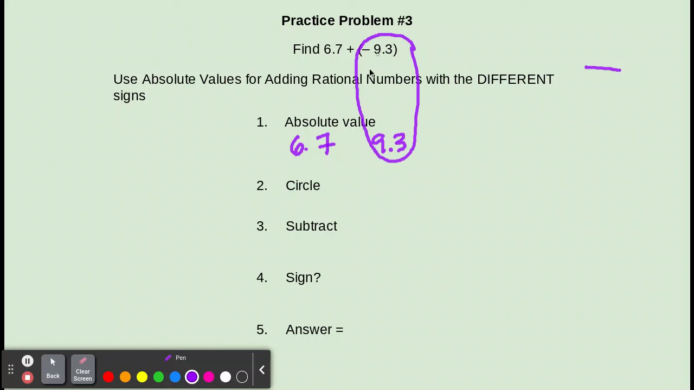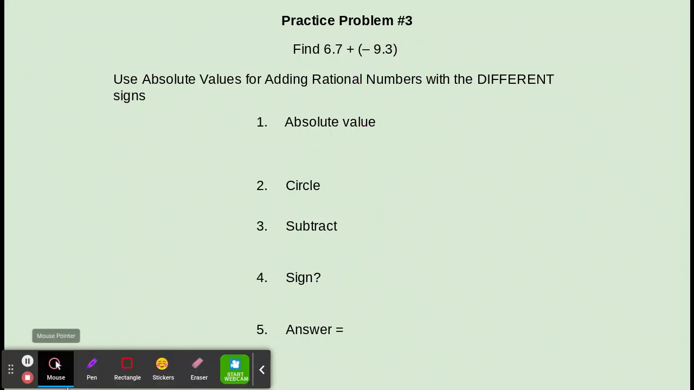What sign is it? It's a negative. Now we're going to subtract our absolute values, and the answer is going to have the sign that we circled, which is right here. Then our answer would be negative something. And that is it for 1.3.